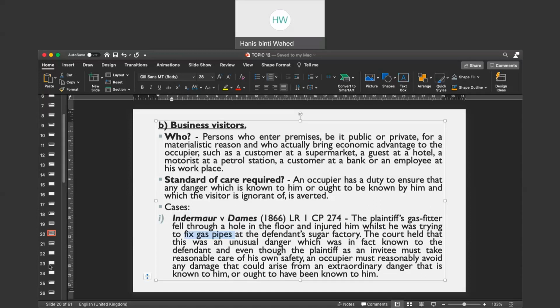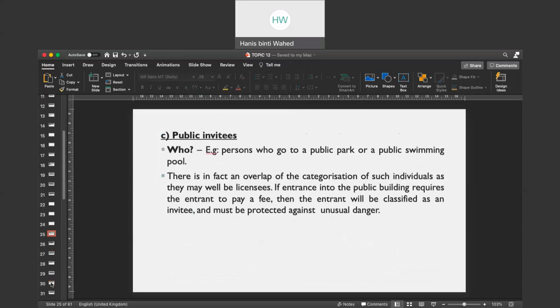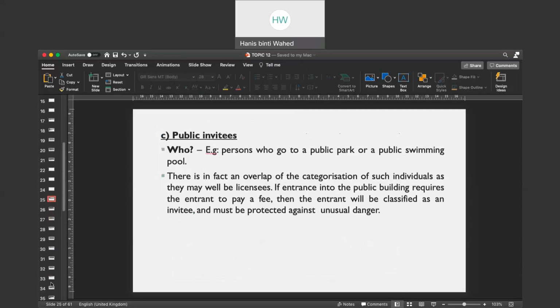Lastly, about public invitees, who are the person who go to public parks ataupun public places. This is also one of the categories of an invitee dalam kes ini juga, ya. Okay, jadi these are the three types of invitees.